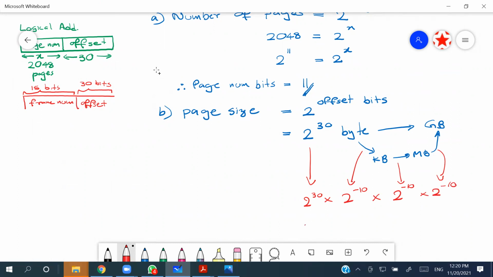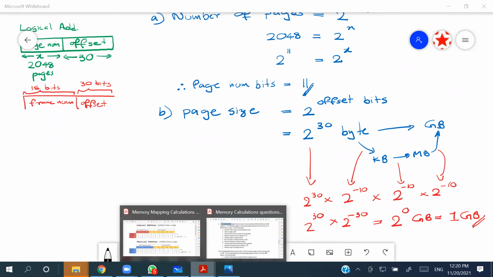This gives you some funny answer. It's 2 to the power 30 into 2 to the power minus 30. This means 2 to the power 0 gigabytes. This means 1 gigabyte, not 0 gigabyte, people. Obviously that cannot be. 0 gigabyte means no capacity. So it is 1 gigabyte. 2 to the power 0 is 1. So the answer is going to be 1 gigabyte.